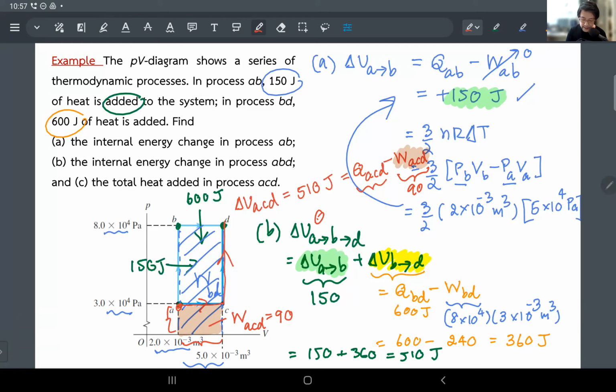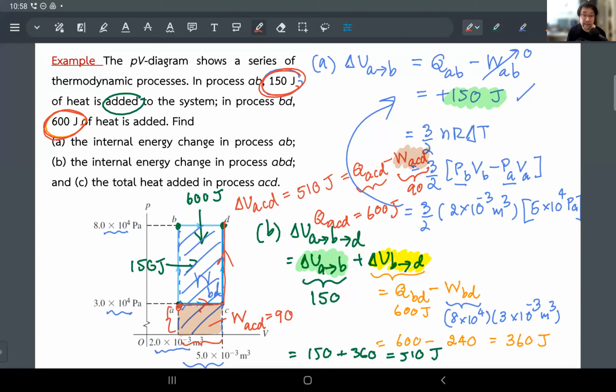So the answer, oh, my slide looks very dirty, but I hope you still follow. That is 600 joules. I just moved 90 to the left-hand side, added it to 510, and you get 600 joules. And that is done. As you can see, the amount of heat is different from A to B to D, because from A to B to D, the total heat flowing into the system is 750. But going from A to C instead, then to D, the heat takes only 600 joules. It takes less heat.